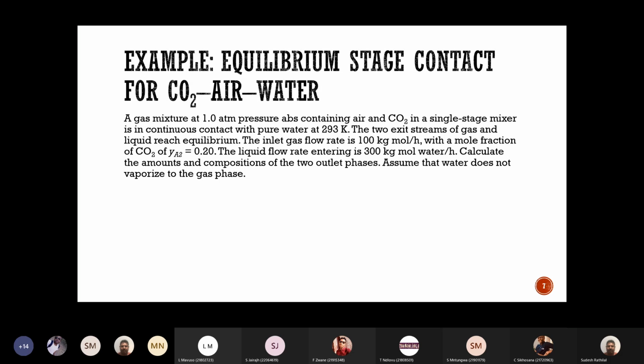Gas flow rate is 100. Mole fraction is given to us. The liquid flow rate entering is 300. Calculate the amounts and compositions of the two outlet streams, assuming that water does not vaporize into the gas phase.